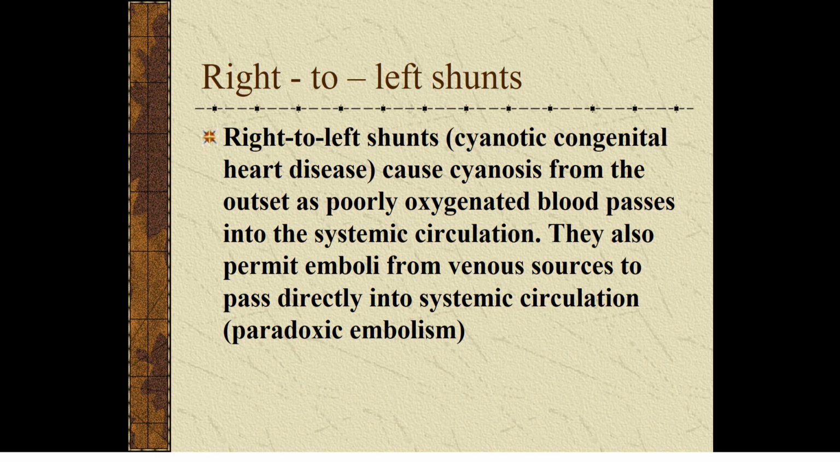Right to left shunts, cyanotic congenital heart disease, cause cyanosis from the outset as poorly oxygenated blood passes into the systemic circulation. They also permit emboli from venous sources to pass directly into the systemic circulation: paradoxic embolism.